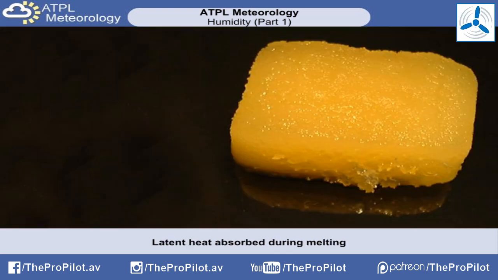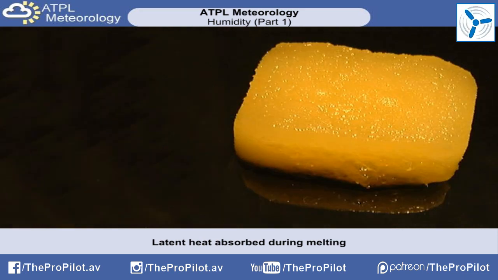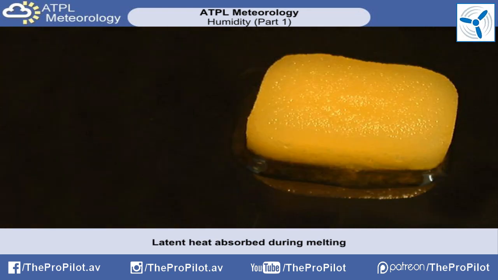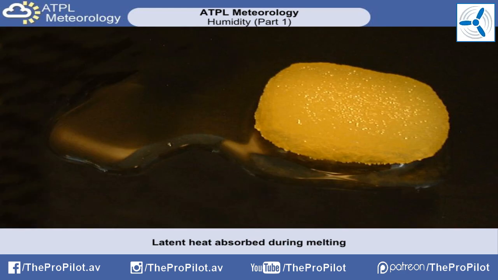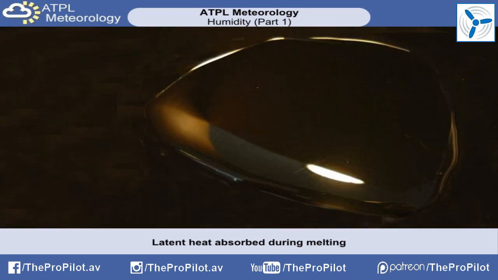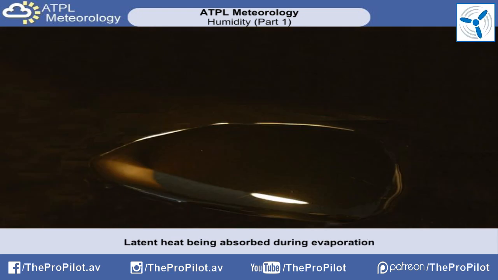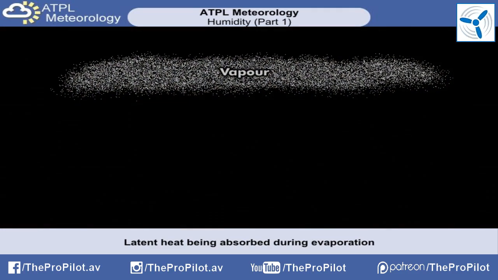Let us see what happens when we change state from solid to liquid, in other words, during melting. As we heat the solid, it will start to melt. Energy, in the form of latent heat, is then absorbed from the surface and then stored in the liquid. Just as we saw latent heat being absorbed into the water when it changed state from solid to liquid, we shall now see the same occurring when we change state from liquid to gas. This is known as evaporation.